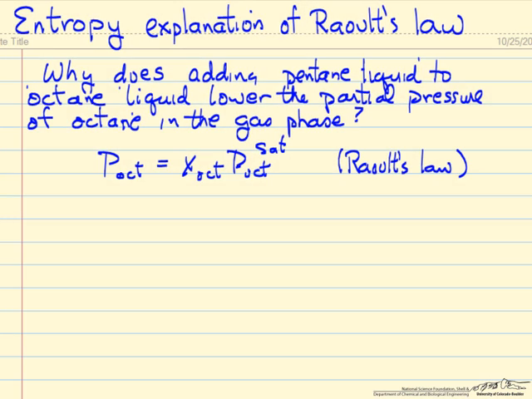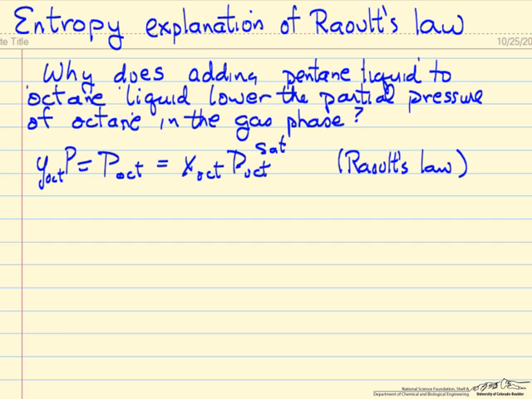Let's look at the reason why, when we add, for example, pentane liquid to octane liquid, we lower the partial pressure of octane in the gas phase. Raoult's law says the partial pressure of octane, which of course we can write as the mole fraction of octane in the gas phase times the total pressure in the system, is equal to the mole fraction in the liquid phase of octane times the saturation pressure of octane. So this is Raoult's law. What's an explanation of why this happens?